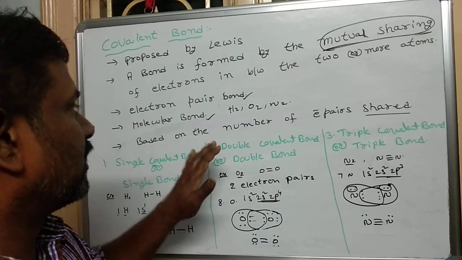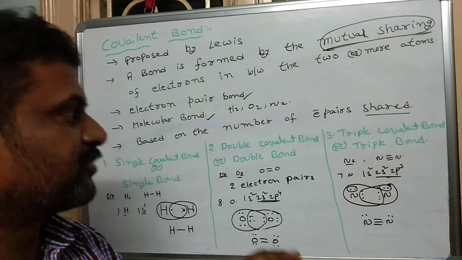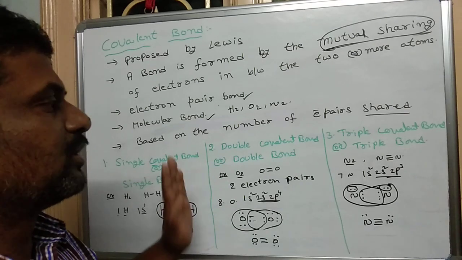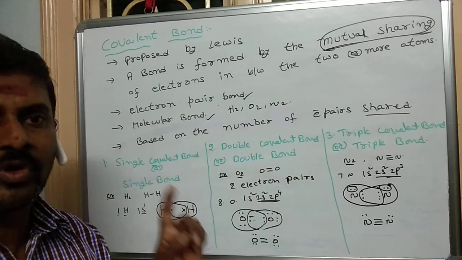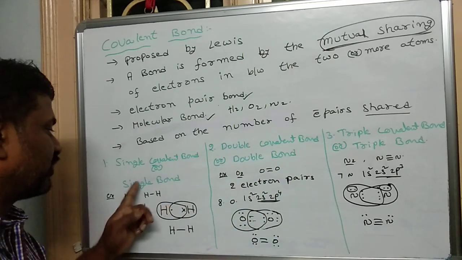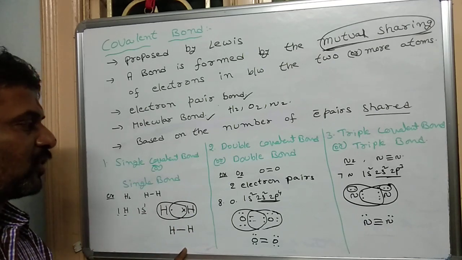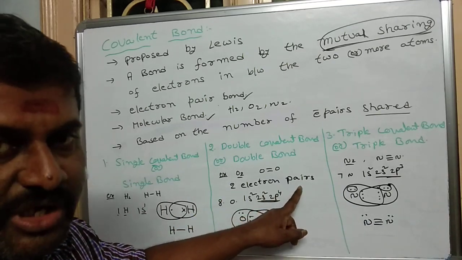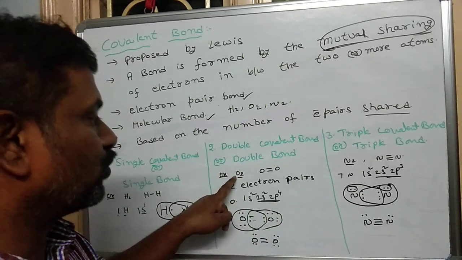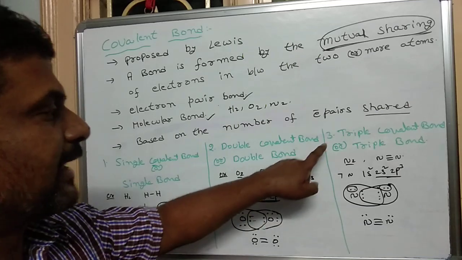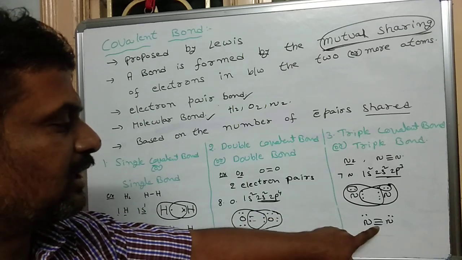So based on the total number of electron pairs shared between the 2 or more atoms, the covalent bond is classified into 3 types: single bond, double bond, or triple bond. If only one electron pair is shared between the 2 atoms, that is called a single bond, example H2. If 2 electron pairs are shared, that gives the double bond, example O2, O double bond O. If 3 electron pairs are shared, that gives the triple bond.